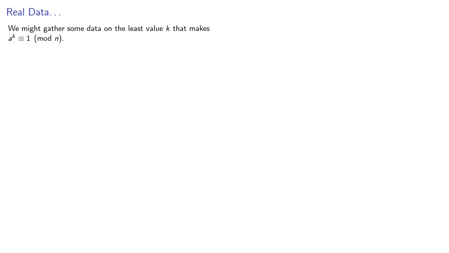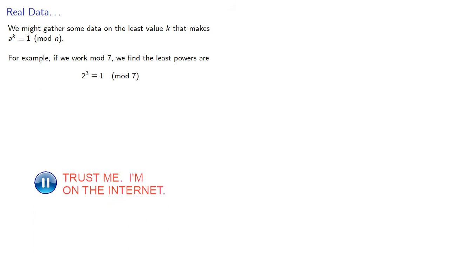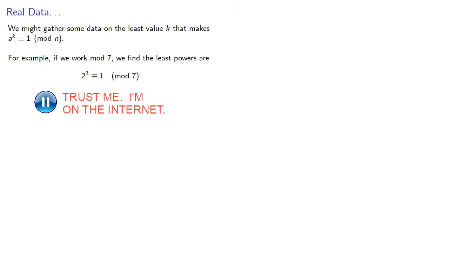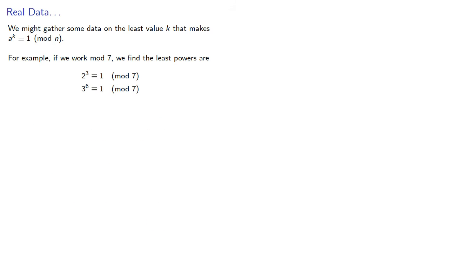Now, at this point, we might gather data on the least value k that makes a to the k congruent to 1 mod n. For example, if we work mod 7, we find the least powers are going to be 2 to the 3rd congruent to 1, 3 to the 6th congruent to 1, and 4 to the 3rd congruent to 1.